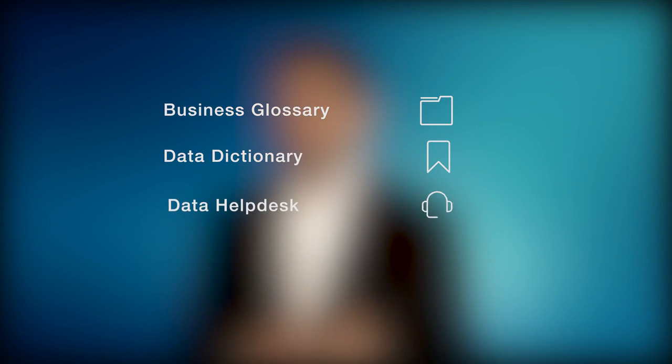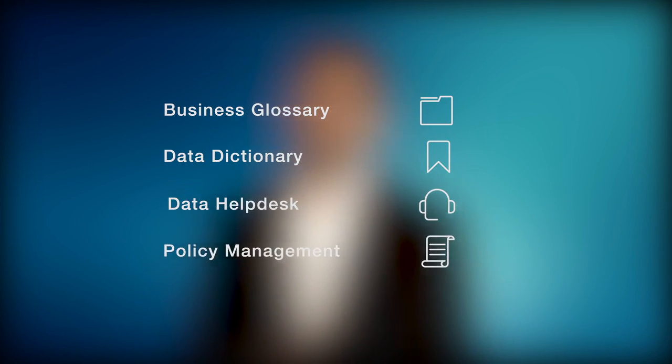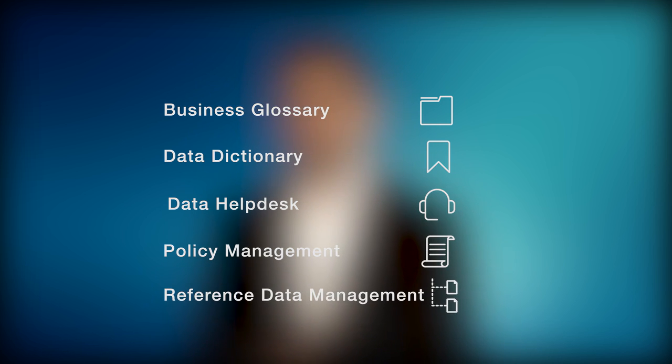So we move on to the main topic, which is quick hitters. So I have Collibra, now what do I do next? So quickly, these are the 5 things you could do on a very quick turnaround basis. You could do business glossary, you could do data dictionary, you could do data help desk, you could do policy management, and then you can also do reference data management.